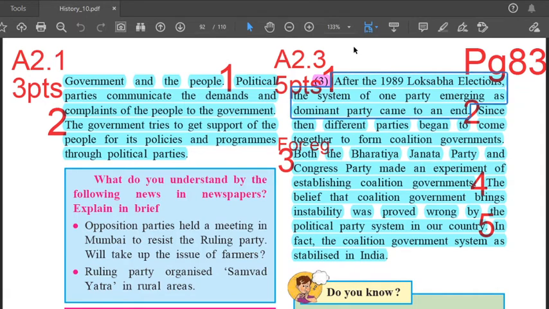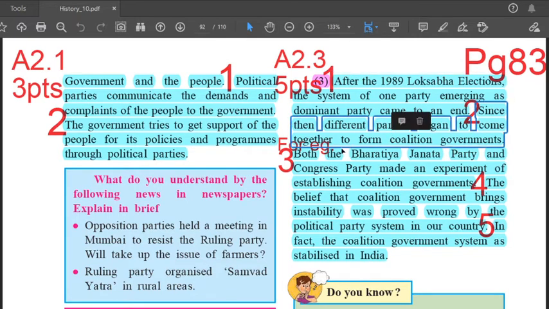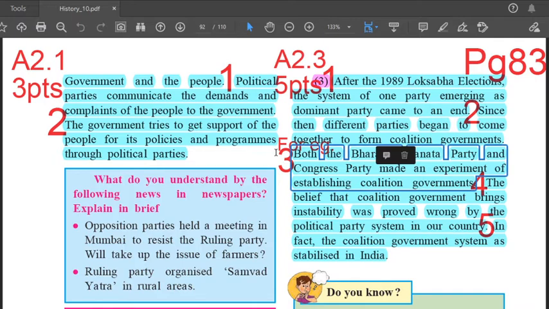That's your first point. After the 1989 Lok Sabha elections, the system of one party emerging as the dominant party came to an end. Second, since then different parties began to come together to form coalition governments. Third point, before writing point number 3, please write for example. For example, both the Bharatiya Janata Party and the Congress Party made an experiment of establishing coalition governments.